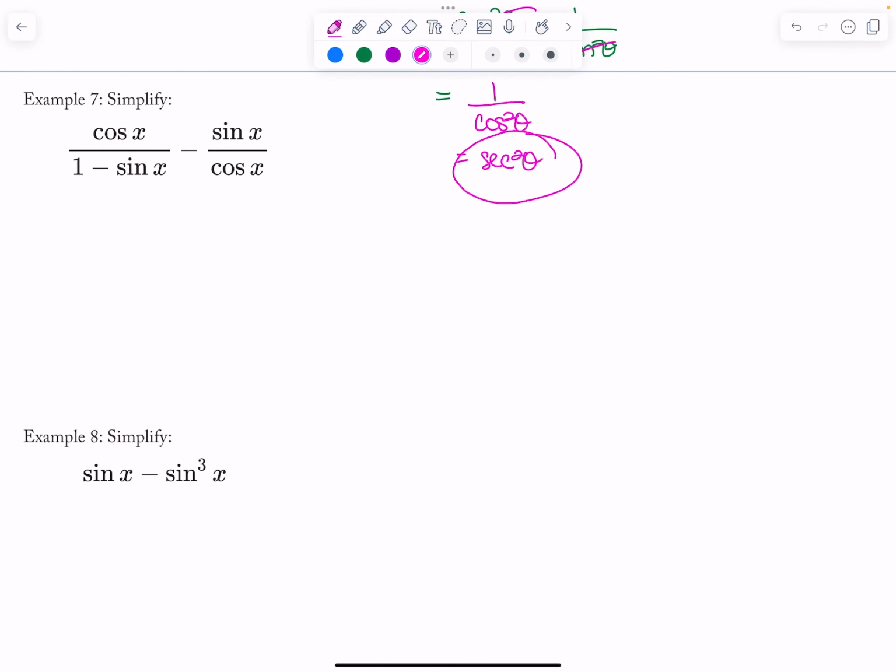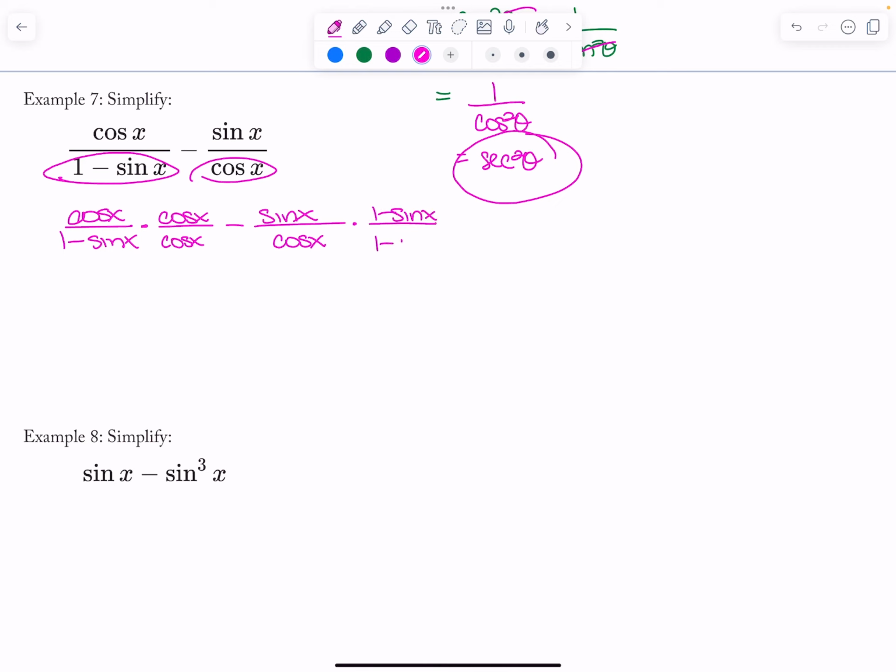I'm going to find a common denominator, which is both of these terms. So I'm going to take my cosine of x over 1 minus sine of x, and I'm going to multiply the top and bottom by cosine. And then I'm going to take my sine, and it's over cosine, and I'm going to multiply by 1 minus sine over 1 minus sine. Okay, so what I get is cosine squared of x, and I get 1 minus sine x times cosine x.